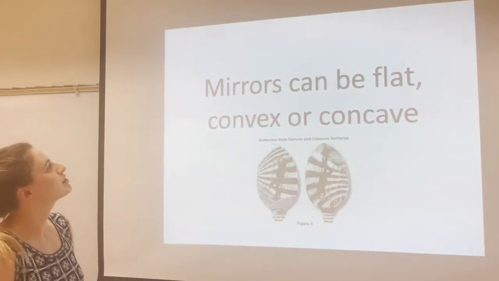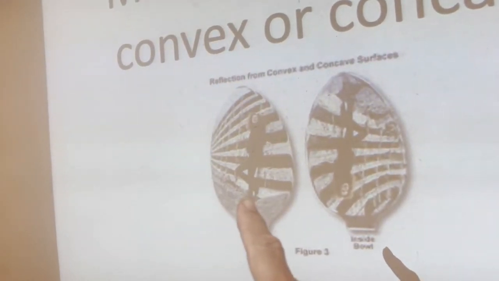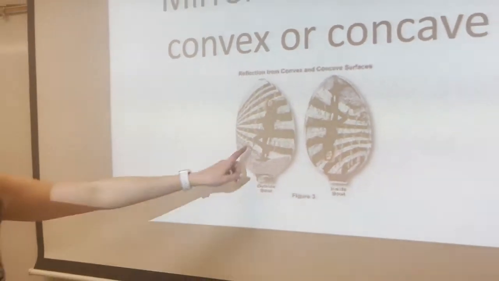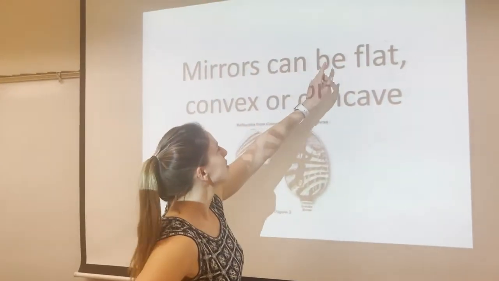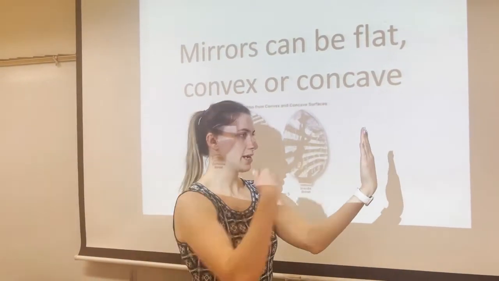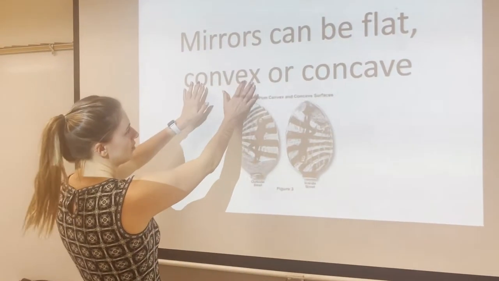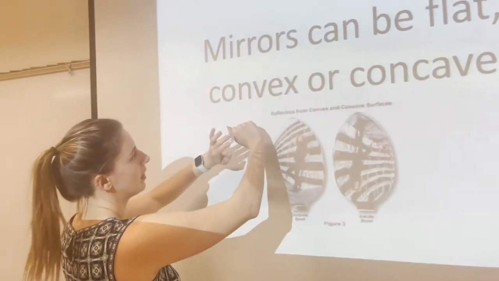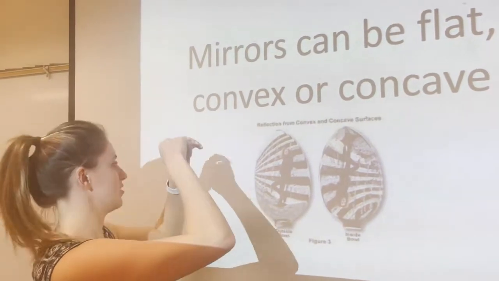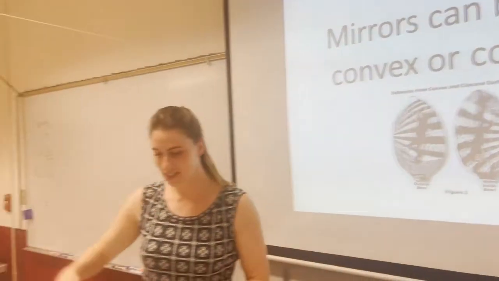Mirrors can be flat, convex, or concave. Here's a spoon. That's the outside, and that's the inside. This looks like a girl I played basketball with. Mirrors can be flat. We dealt with the flat plane mirrors already, and our image was located behind the mirror. It wasn't real, it was virtual. We're not really going to do as much with convex mirrors. Convex mirrors are the ones up in the corner at 7-Eleven to make sure you're not stealing the Snickers bar. We're going to be focusing on concave mirrors. Concaves are much more interesting.